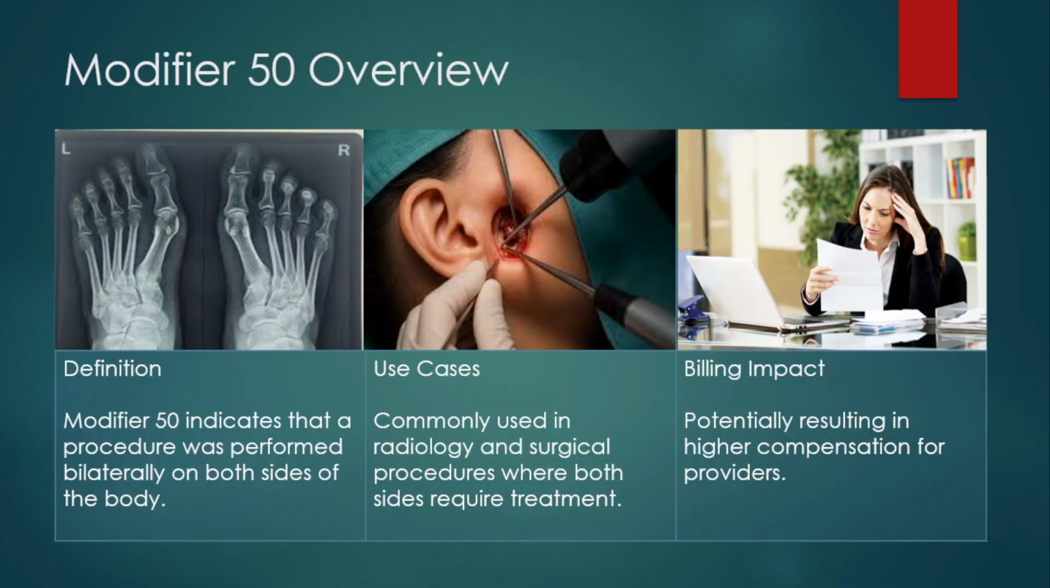First, let's talk about modifier 50. Modifier 50 indicates a bilateral procedure. This means the same procedure is performed on both sides of the body during the same session. For example, if a procedure is done on both the left and right sides, we append modifier 50 to indicate a bilateral service. Important point: modifier 50 is used only when the CPT code description does not already mention bilateral. Always check the CPT code description before appending modifier 50.